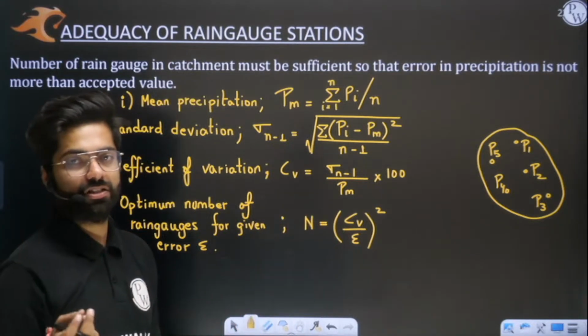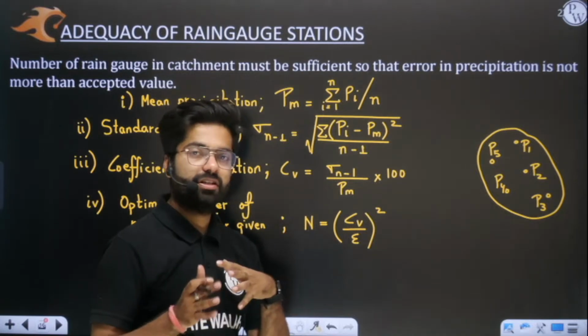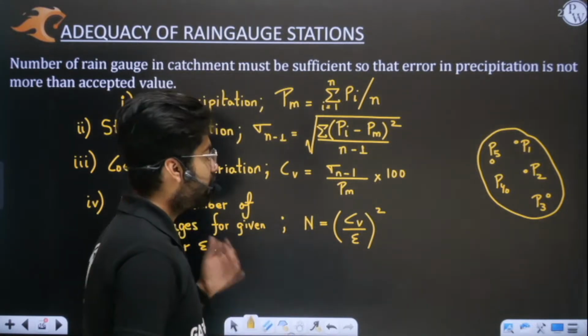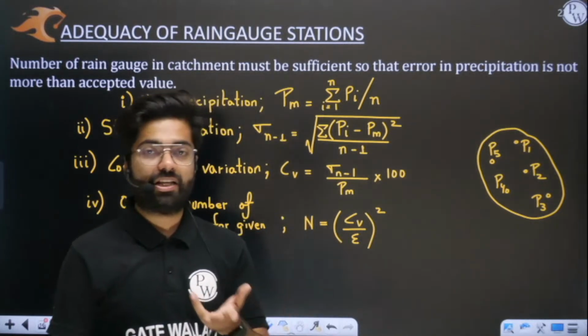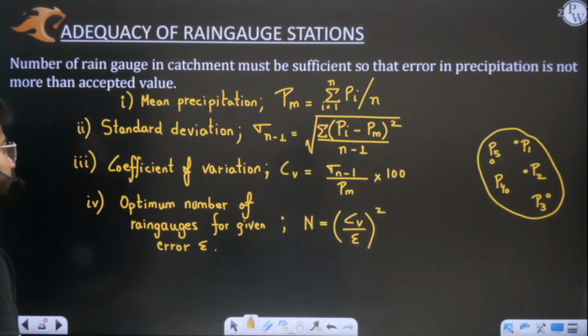See, if CV is in percentage, then error should also be in percentage. CV means coefficient of variation. If it is in percentage, let us say 30%, and error is 5%, you will put both in percentage, or you can put both of these values in fraction. Remember that they should be in the same proportion. This you have to remember.